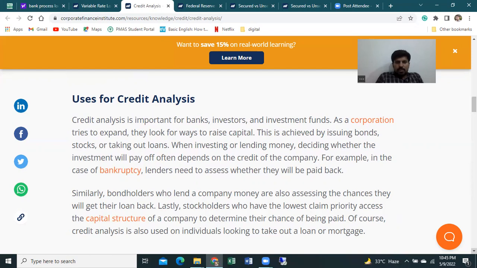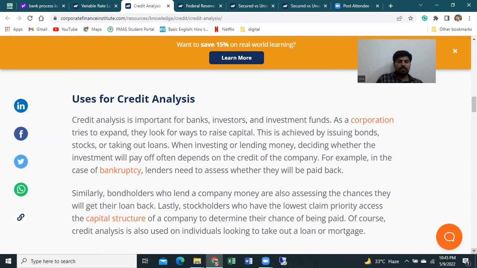For example, in the case of bankruptcy, the lender needs to assess whether they will be paid back. Similarly, the bondholders who lend the company money are also assessing the chance they will get their loan back. Lastly, the stockholders, who have the lowest claim priority, assess the capital structure of the company to determine their chance of being paid, of course.